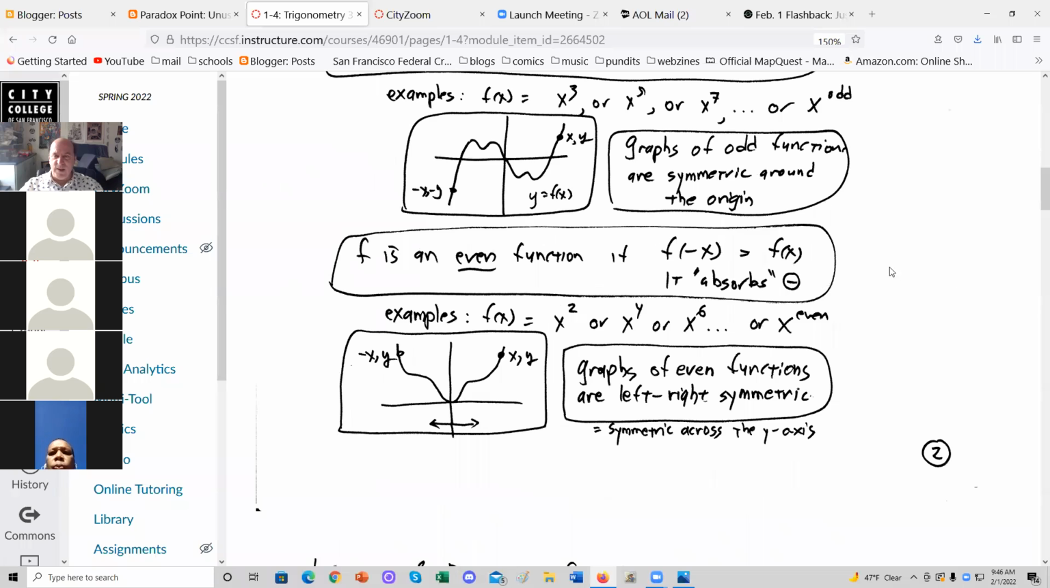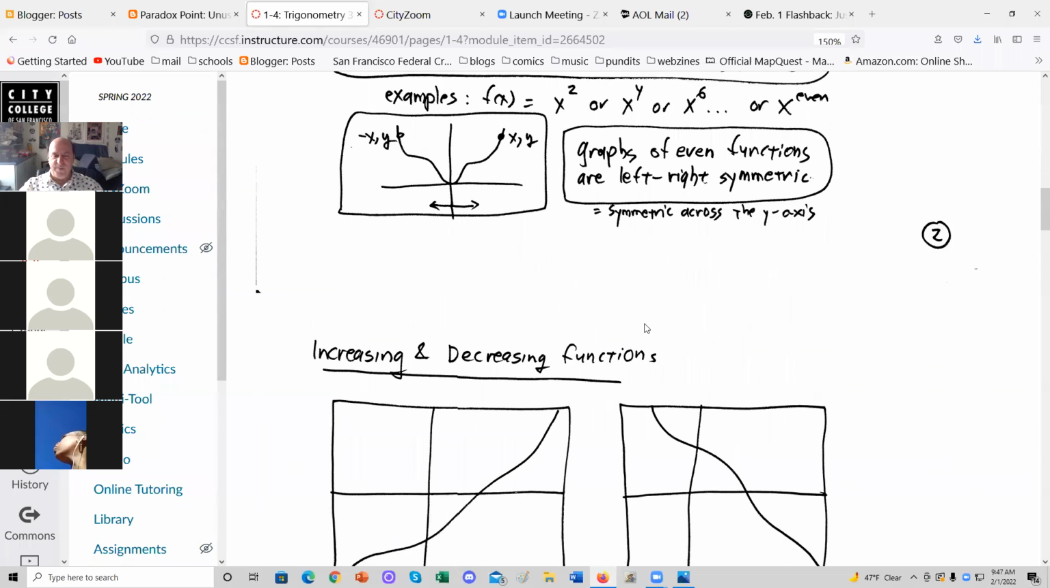An even function is one which absorbs a negative. So f of negative x equals f of x. So x to the second power, x to the fourth, or x to the sixth, or x to any even power is an even function. Okay, so obviously there's a symmetry between even and odd functions and even and odd powers of x. Okay, so if (x, y) is on the graph, then (negative x, y) is also on the graph. So therefore such graphs of such functions are left to right symmetric across the y-axis.